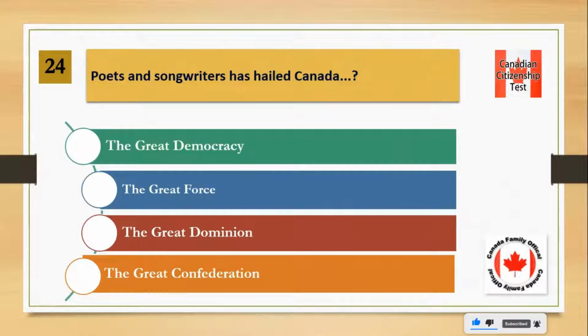Poets and songwriters have hailed Canada as Number 1, the Great Democracy. Number 2, the Great Force. Number 3, the Great Dominion. Number 4, the Great Confederation. And the answer is the Great Dominion.